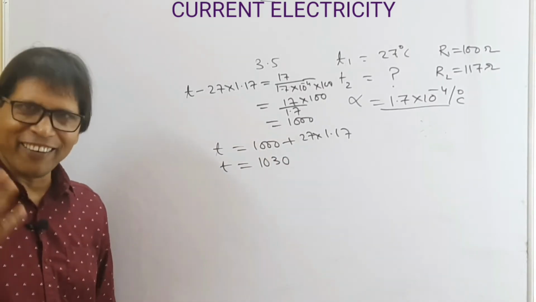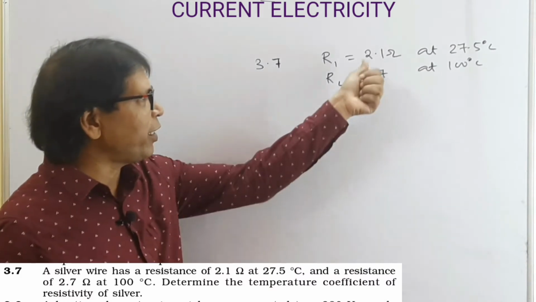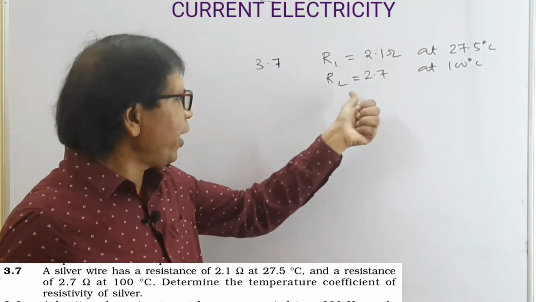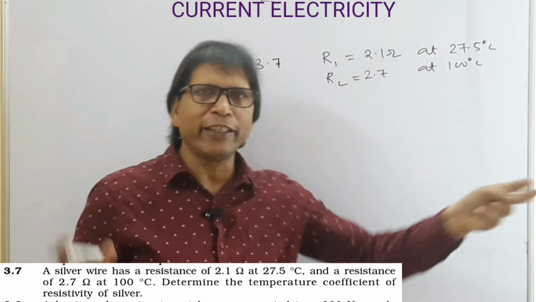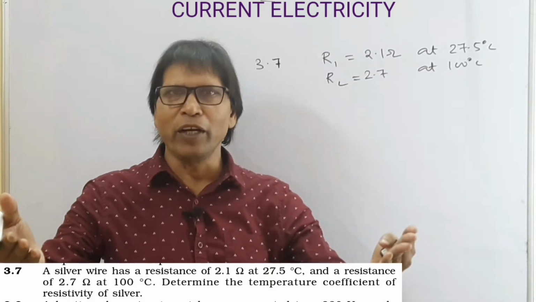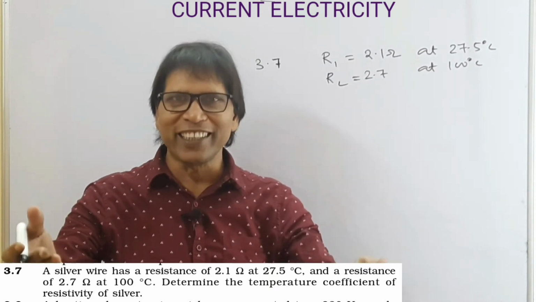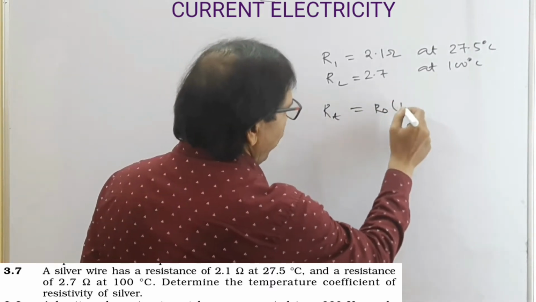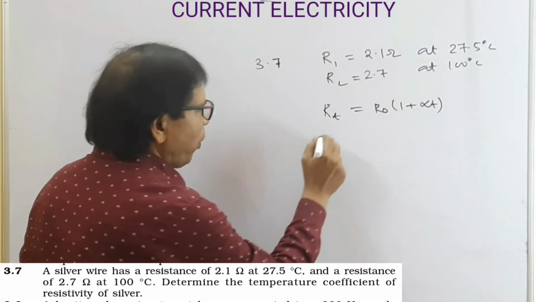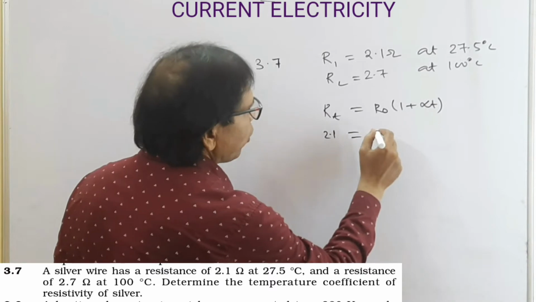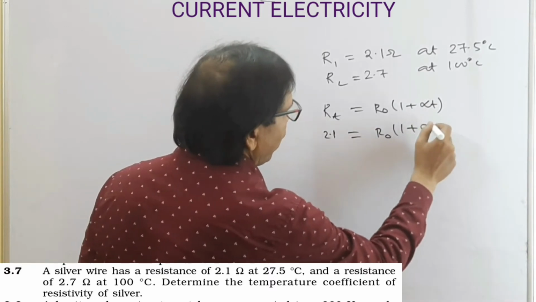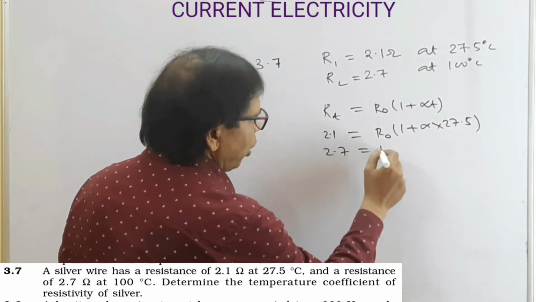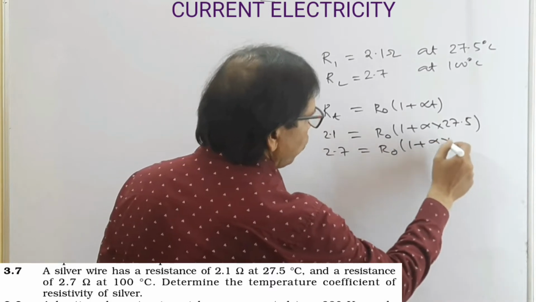Understood? Now next. A silver wire has resistance 2.1 ohm at 27.5 degrees Celsius and R2 equal to 2.7 ohm at 100 degrees Celsius. We have to calculate alpha, the temperature coefficient of resistance. Now RT equals R0 into 1 plus alpha T. From the first equation, 2.1 is equal to R0 into 1 plus alpha into 27.5. Now 2.7 equals R0 into 1 plus alpha into 100.